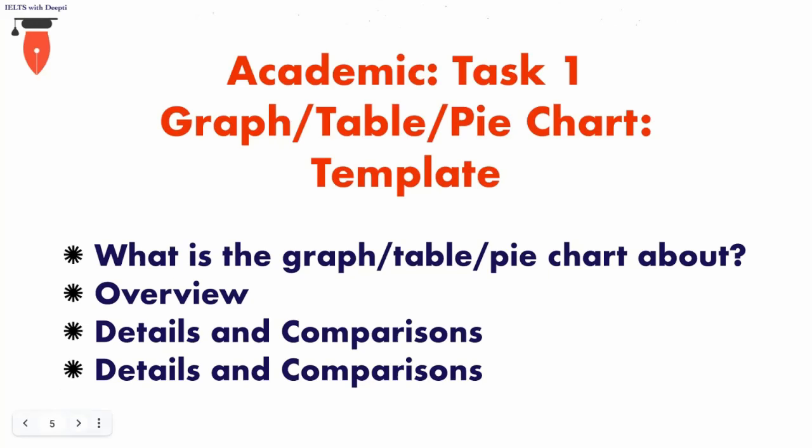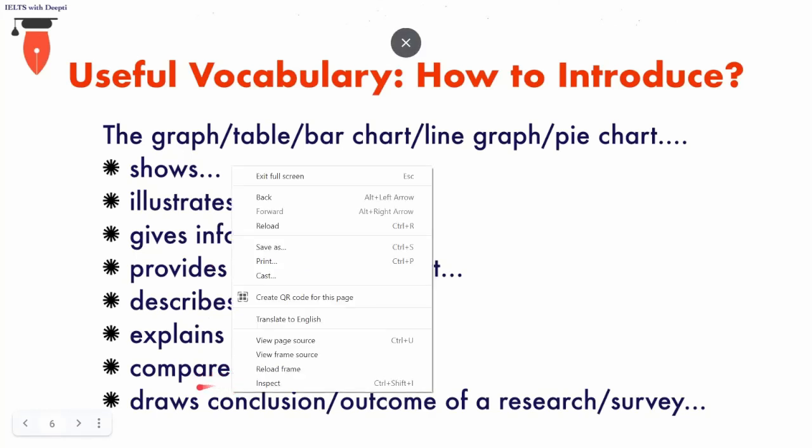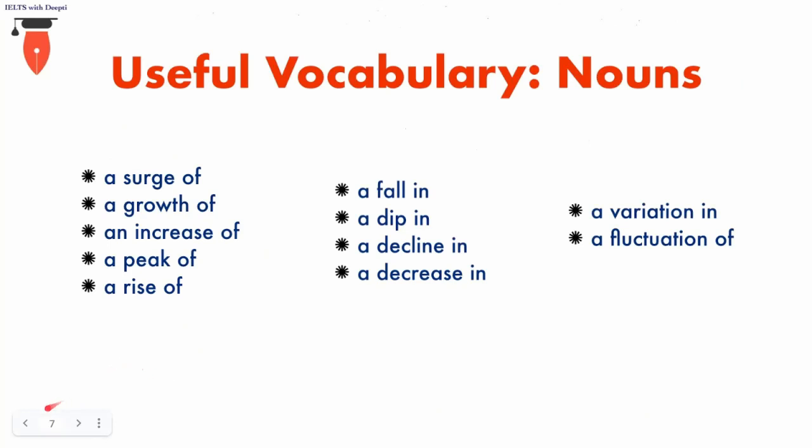Okay, so now let's talk about some useful vocabulary words as to how you can introduce the graph, the table, or the pie chart that you have. There are different words that you can use. You can use the graph shows, or the table illustrates. The line graph gives information about. The pie chart describes. The bar chart explains why. The pie charts compare. So these are different terms that you can use to get to the introduction.